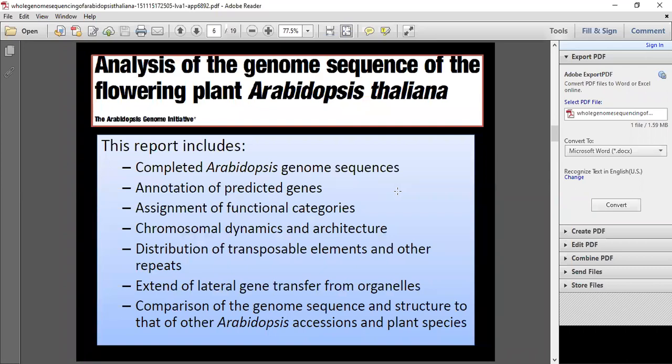Okay, then after analysis of the genome sequence of the flowering plant... In that report they gave some highlighted points. The report was released when genome sequencing was completed in 2002. This report includes the completed Arabidopsis genome sequence, then annotation of predicted genes. Annotation is nothing but assigning the function and name to the gene.